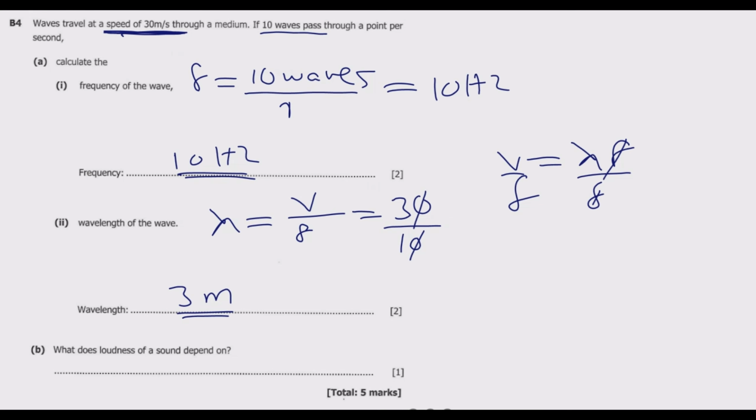Then B, what does loudness of a sound depend on? So basically, the loudness of sound depends on the amplitude of the wave. That's what determines the loudness of sound. So the larger the amplitude, the more energy the wave has, and hence the louder the sound. If the amplitude is smaller, what it implies is the sound will be lower. So basically, this is how you answer this question to get the 5 marks.